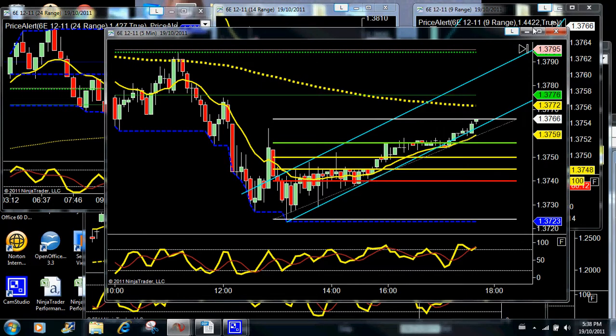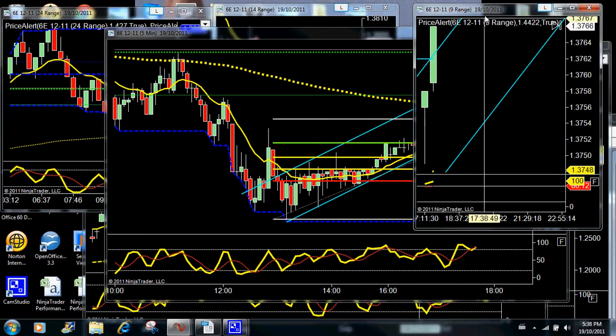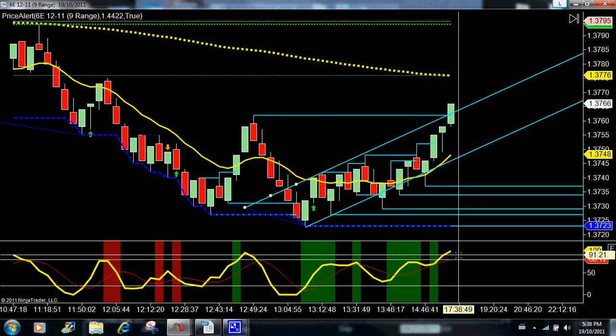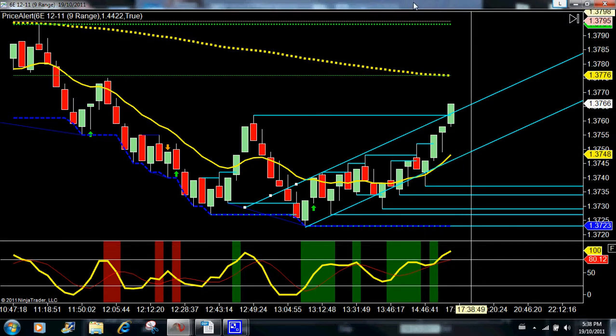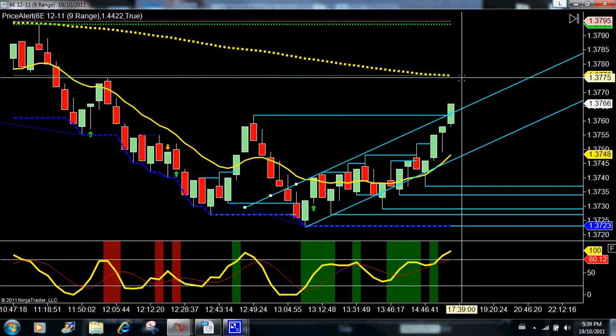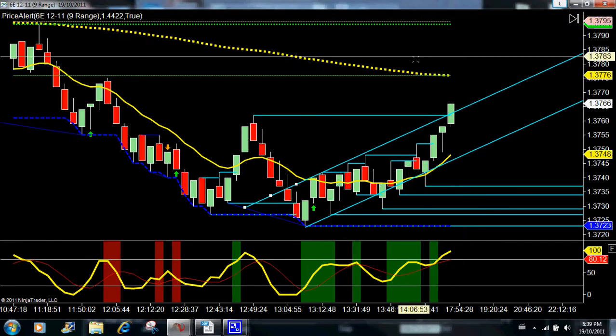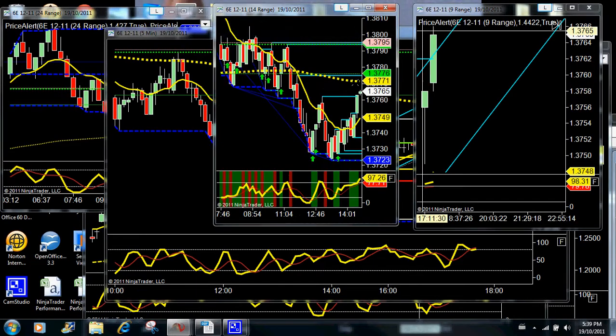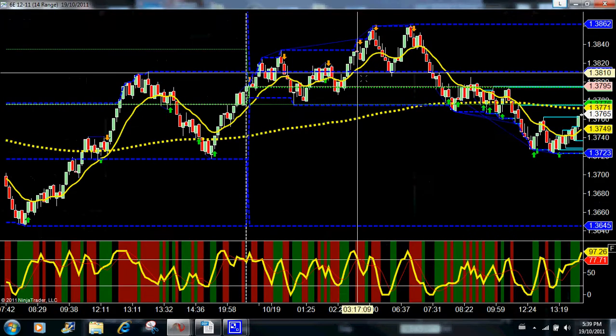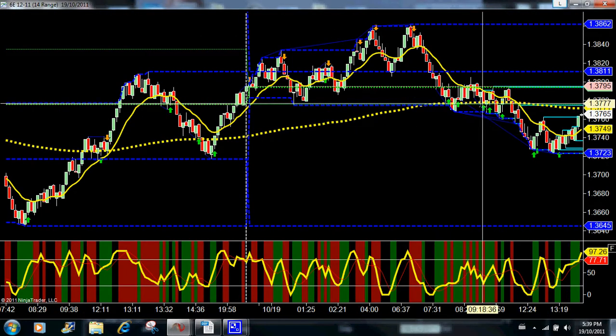We got overbought momentum on the 5-minute, and the 9 range also overbought momentum. So the indicators are kind of saying reversal. This is a 200 BMT, 14 range, also overbought.